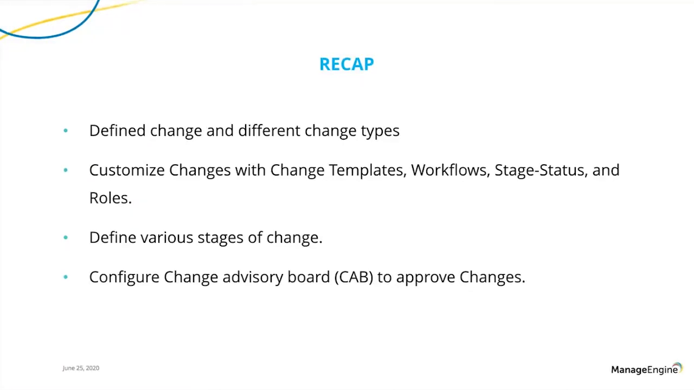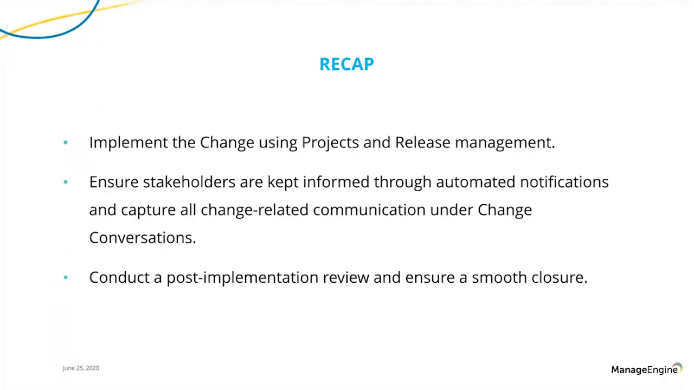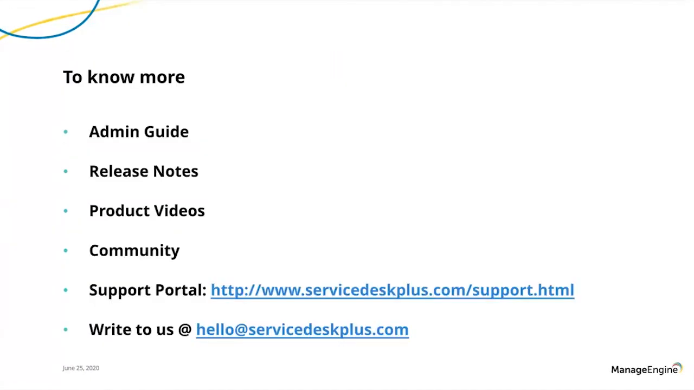We also saw the various stages within a change request and how you can configure a CAB to approve your change and help your change manager bring a change to completion. And then we saw how you can implement a change using projects and release management, and how you can ensure your stakeholders are informed of the change at various stages or statuses. And we finally saw how you can do a post implementation review and ensure a smooth closure and go back and analyze your performance.